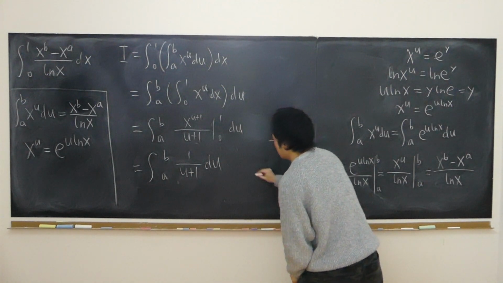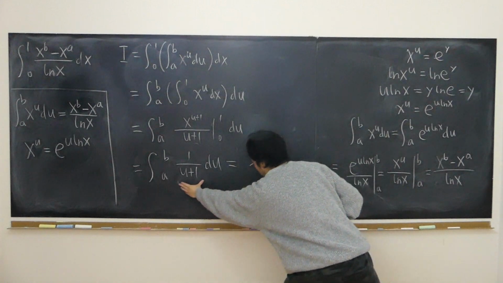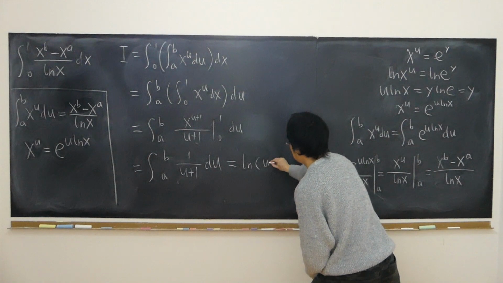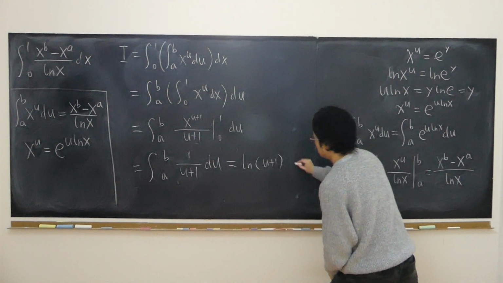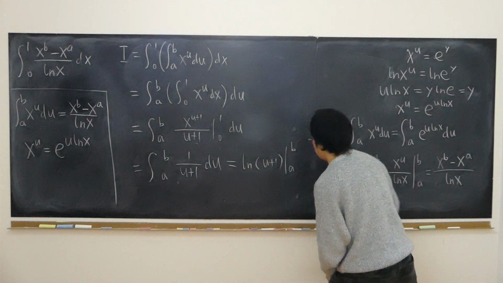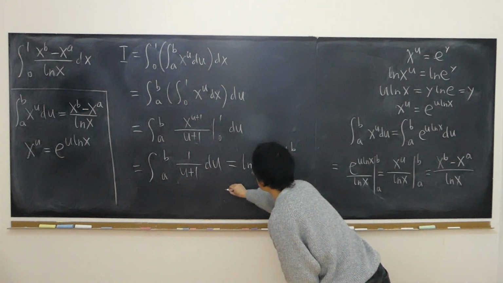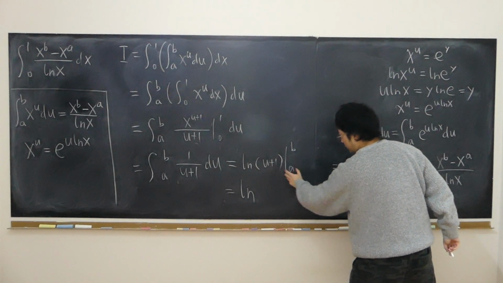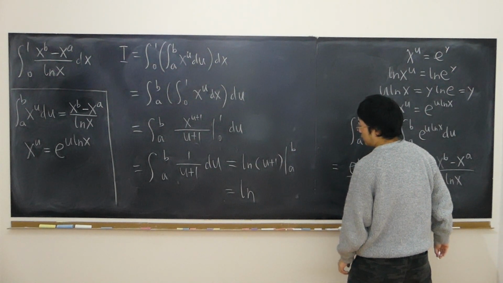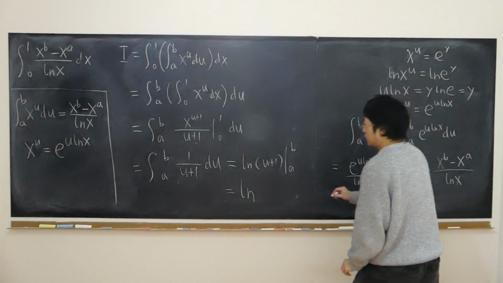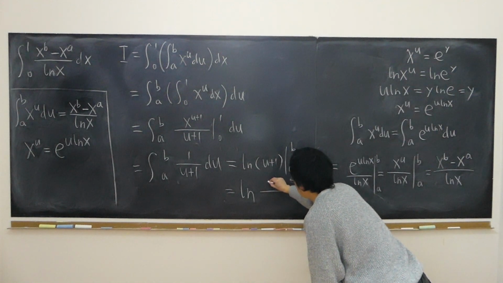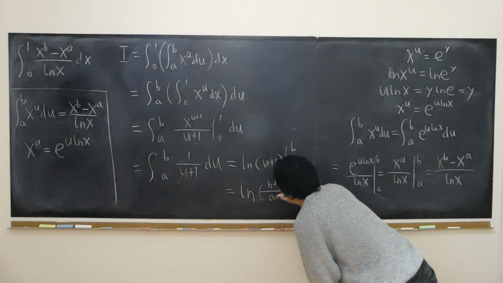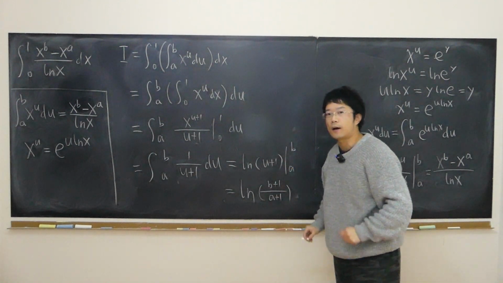So this is easily log of u plus 1, lower bound a, upper bound b. We replace u with b and u with a, and take their difference. Using the logarithm rule, we have the logarithm of (b plus 1) over (a plus 1). So this should be our final result.